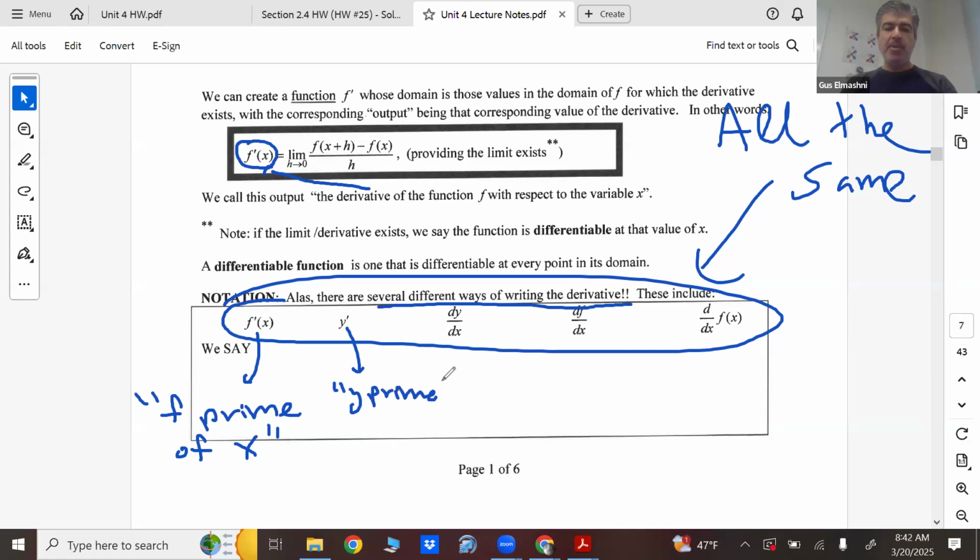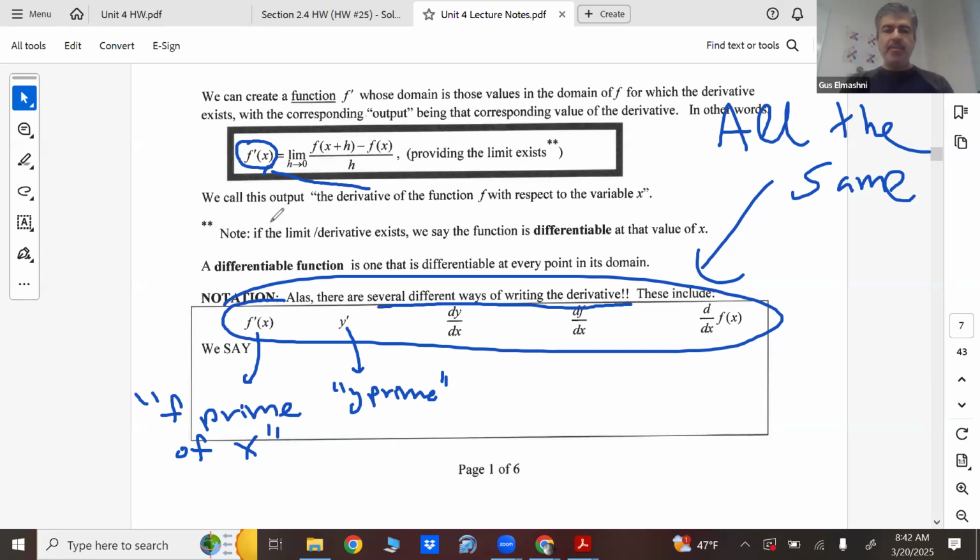This will probably be the more popular one because it's easy to write. If you have y equals an equation and you want to find a derivative, you write y with the accent mark, y prime. That's popular. A lot of people like to do that. I personally like to do f prime of x because I want to show I'm plugging something into it afterwards, or it's a function of x. I like doing that.